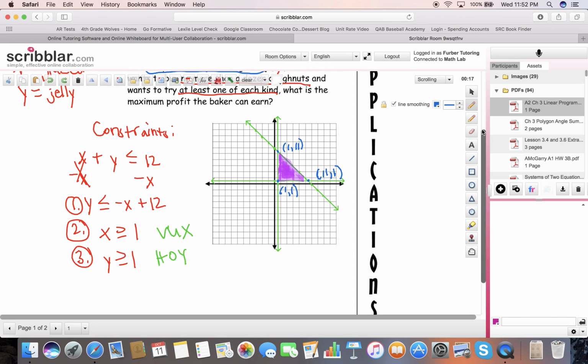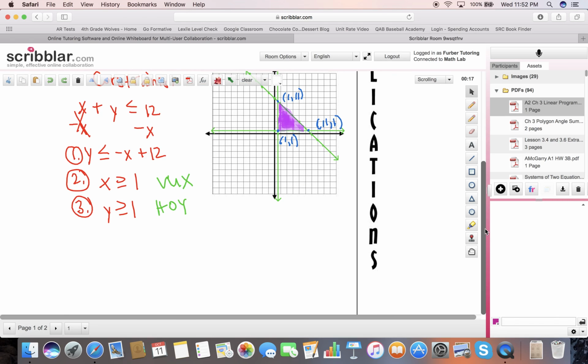Now I do need to write out my objective function, because I have not done this yet. So let me do that. Let me unfreeze this and see if I can move this. For some reason it does not want me to move that. Oh well, I'll have to do it over here at the bottom then.